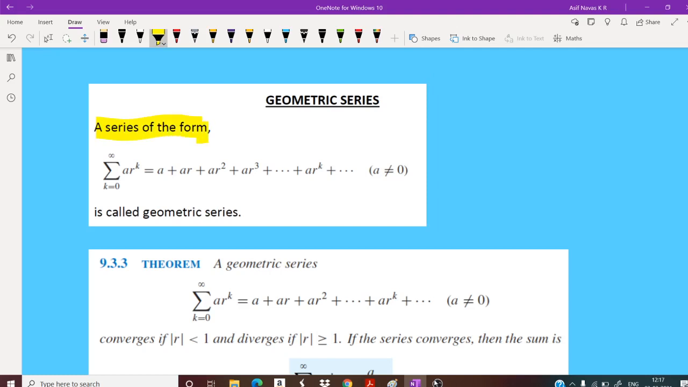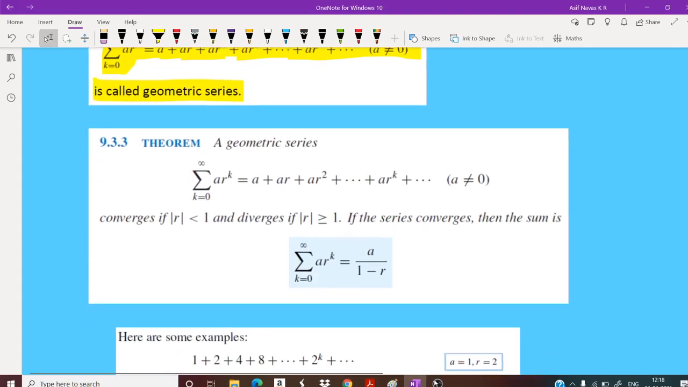A series of the form sigma k equal to 0 to infinity a r raised to k, which is equal to a plus ar plus ar square plus ar cube plus etc., a r raised to k plus etc., where a not equal to 0, is called a geometric series.